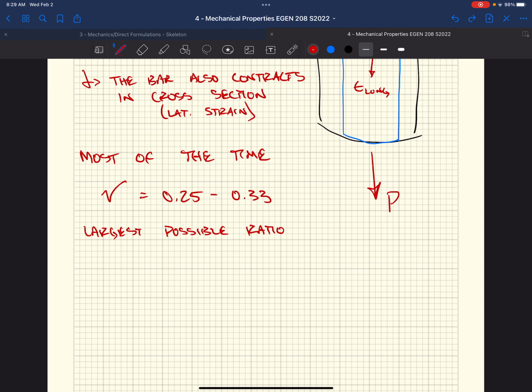0.5. Do you know what material that is? Rubber. Yay, crushed it. All right, rubber, that's exactly it, right? Very, very good at conservation of mass going in one direction versus the other. Pull on it, it's going to contract. This is rubber. Man, you guys surprise me every day.